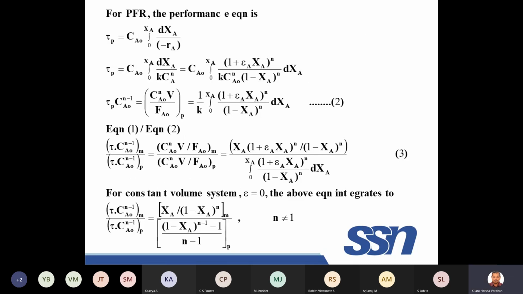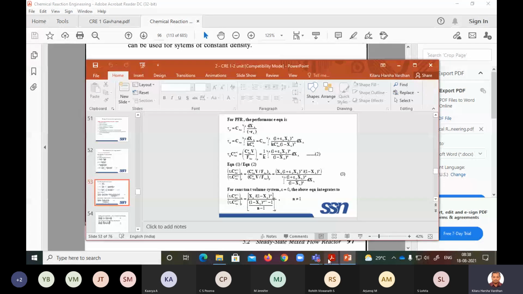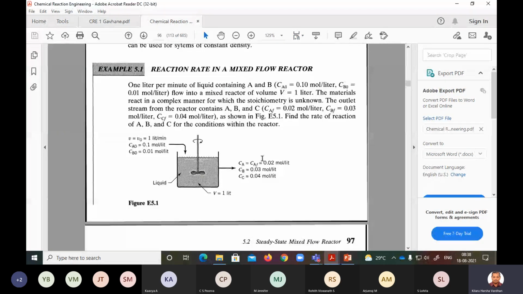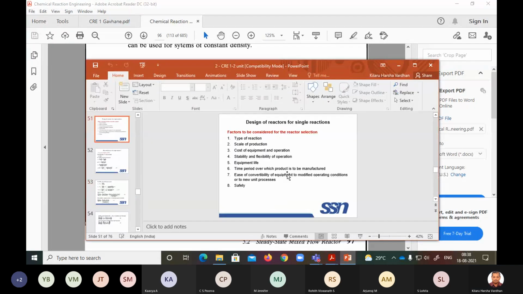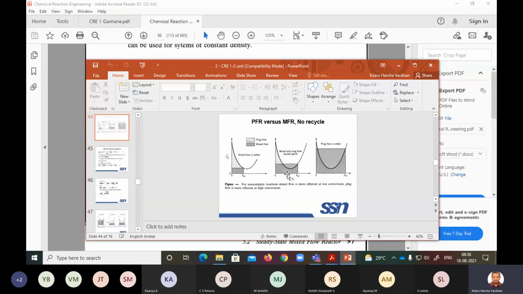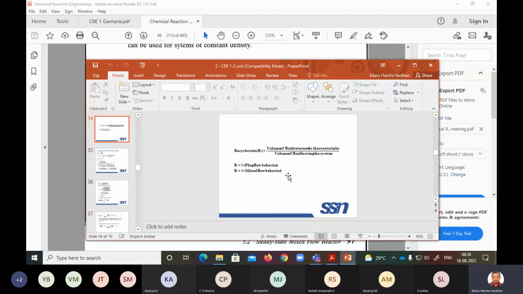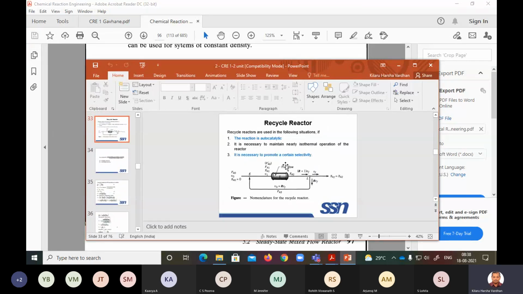Some problems we'll do, because I already gave the assignment. So let us do some problems so that you can start doing the assignment. Then we'll go for one more set of reactors, that is the recycle reactor, which we'll discuss in the next class. This is also a very important reactor.